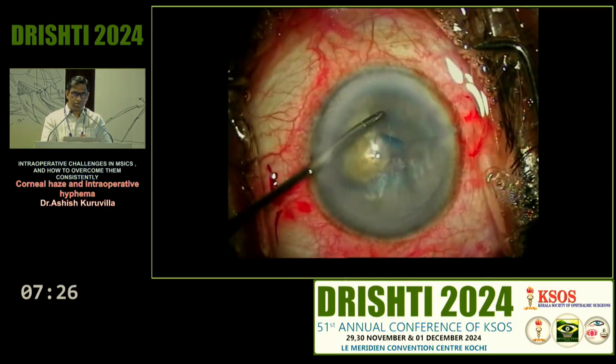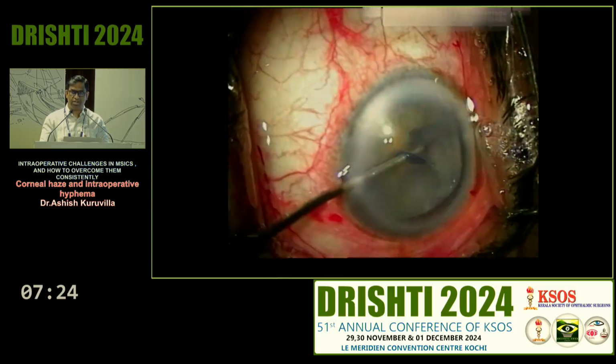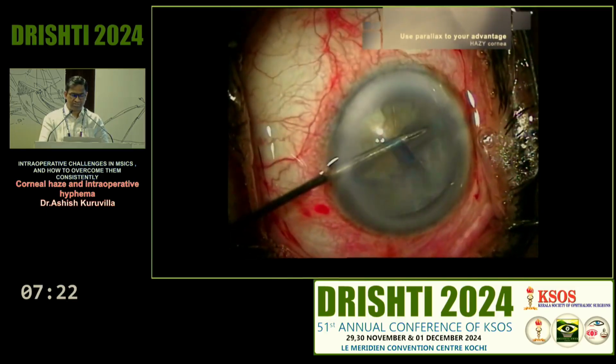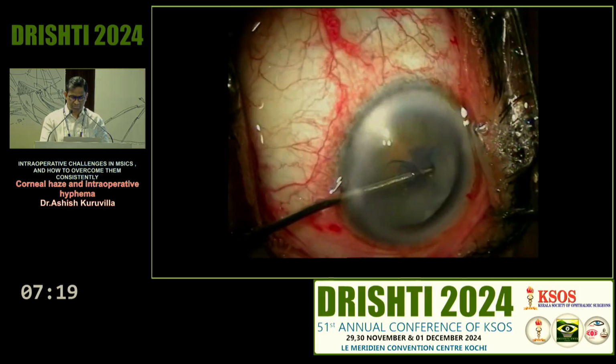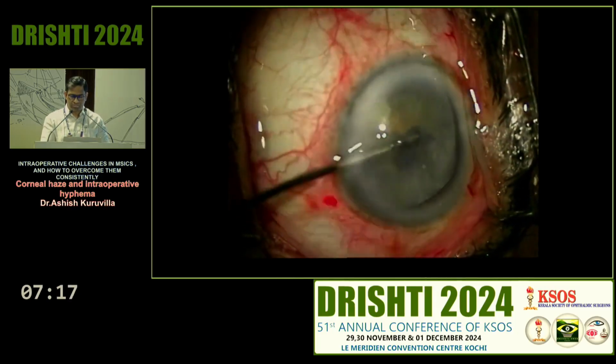One is keep the eye totally wet. If you're going to do a peribulbar block for an MSICS, then the ocular surface will become dry. So make sure the surface is wet. Your assistant should be on her toes and make sure the corneal surface is wet.